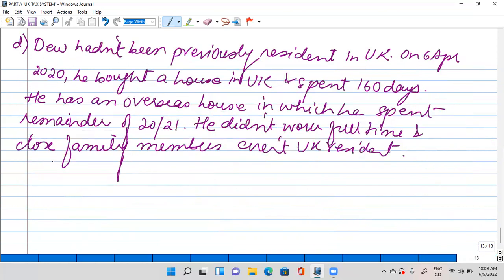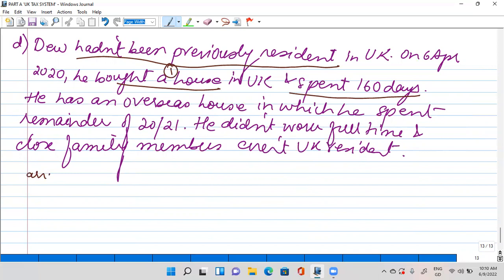Last one. The previous status was a non-UK resident. On 6th April 2020, he bought a house. This is the first condition, let's say. He was a non-UK resident, so he has just come over there and spent 160 days. So he is arriving in the UK. He has an overseas house in which he spent the remainder. If he spent 160 days here, just subtract 160 from 365, and the remaining days will be over there.